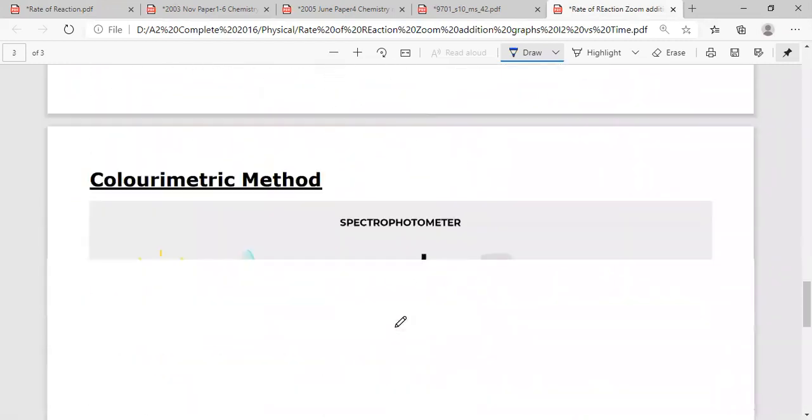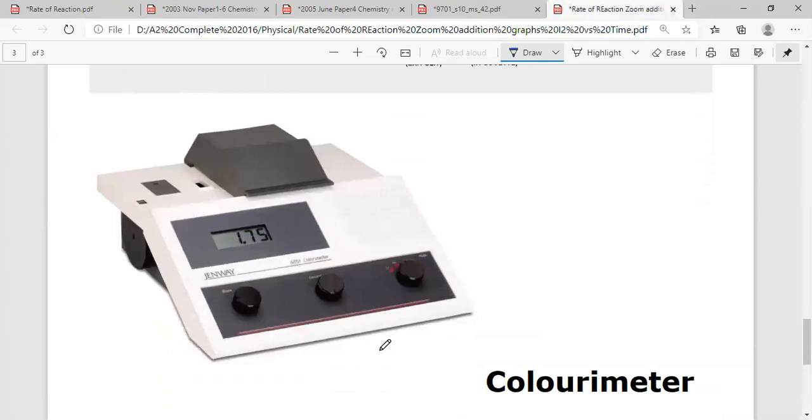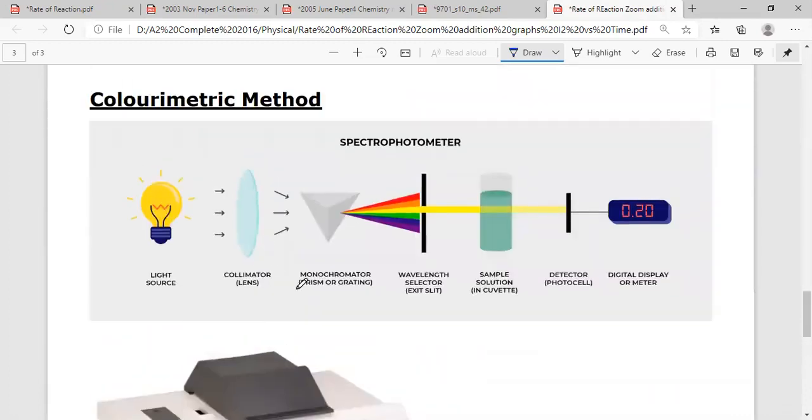This one here. I don't know if we can do this, but just to show you, this is a colorimeter which we have in school. This part here is for observation, to tell you the absorbance or the transmission later. Now this is how the colorimeter works. Light source, white light comes here and it focuses into here. Now this is a filter here.